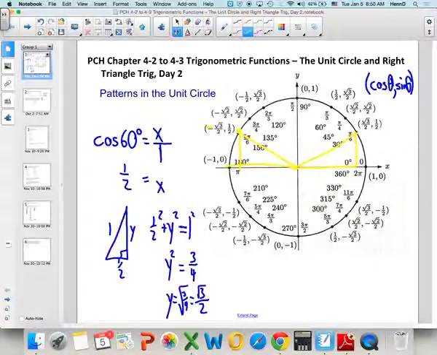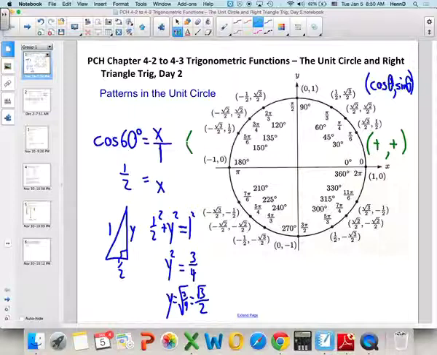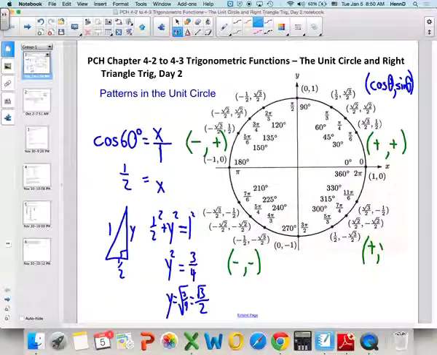It's just the signs are different. So here's another pattern that you'll want to notice. In our first quadrant, all of our coordinates are positive. Over here in the second quadrant, our x coordinate is negative, but our y coordinate's positive. Here in the third quadrant, both coordinates are negative. And in the fourth quadrant, the x is positive, but the y coordinate is negative.